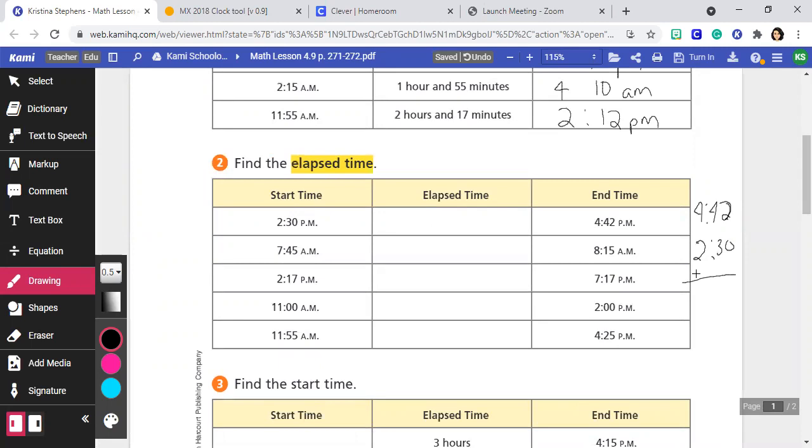Well, let's take a look at the difference between the minutes and the hours. 4 take away 2, well, we went 2 hours back. And the difference between 42 minutes and 30 minutes is 12. So I used mental math to do that. If you need to stop and use your whiteboard or a pencil and paper, you should definitely do that. The elapsed time from 2:30 p.m. to 4:42 p.m. is 2 hours, and I'm just going to annotate with an H, and 12 minutes.